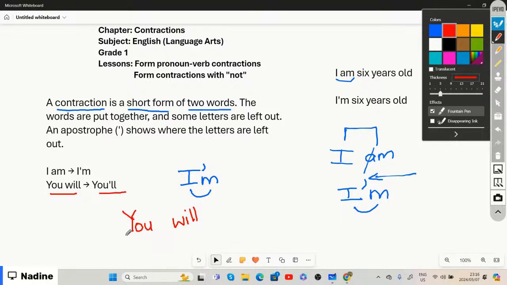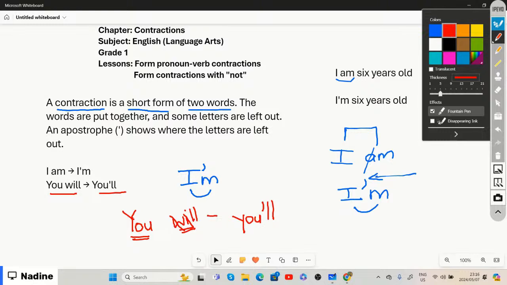What we're going to do is the first word is going to stay the same. So that is the pronoun; the pronoun is going to stay the same. Then here we're going to leave out two of the letters of the next word. So we're going to leave out the W, and we're going to leave out the I. We're going to put our apostrophe, and we're going to put our double L.